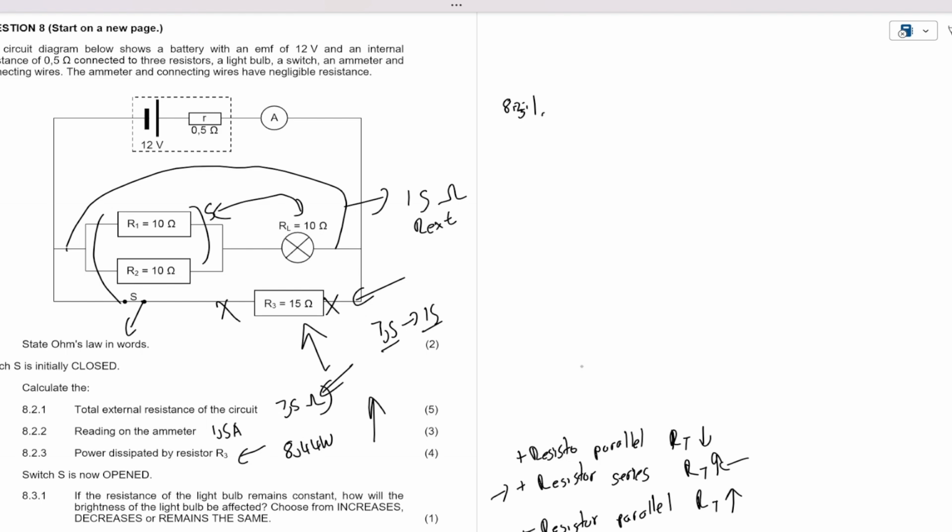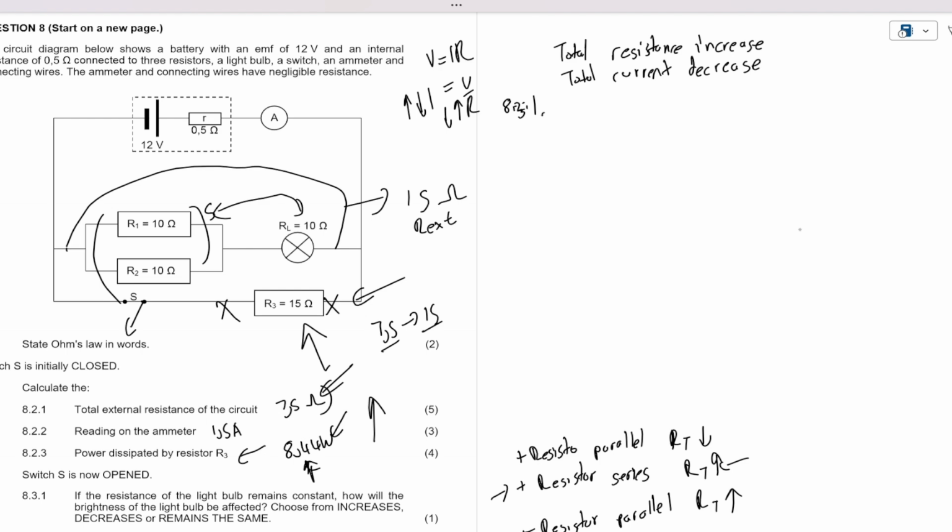So now I'm just analyzing what happened. The first thing that we have to know is that the total resistance increases. The total resistance does what? Yeah, it increases. So there is more resistance now. It means that the current will be low now. It means that the total current will also what? Decrease.